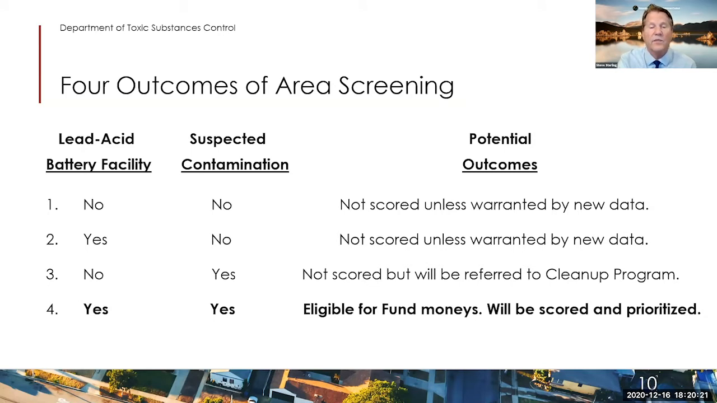In the fourth and final response, the answers to both questions are yes. Yes, the facility being screened has been determined to be a lead-acid battery recycling facility. And yes, there's an area that is reasonably suspected to have been contaminated from that facility. Next slide, please.